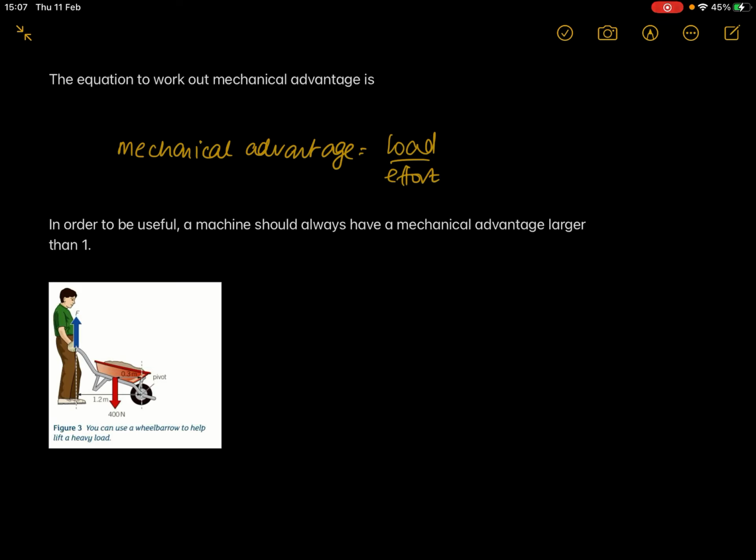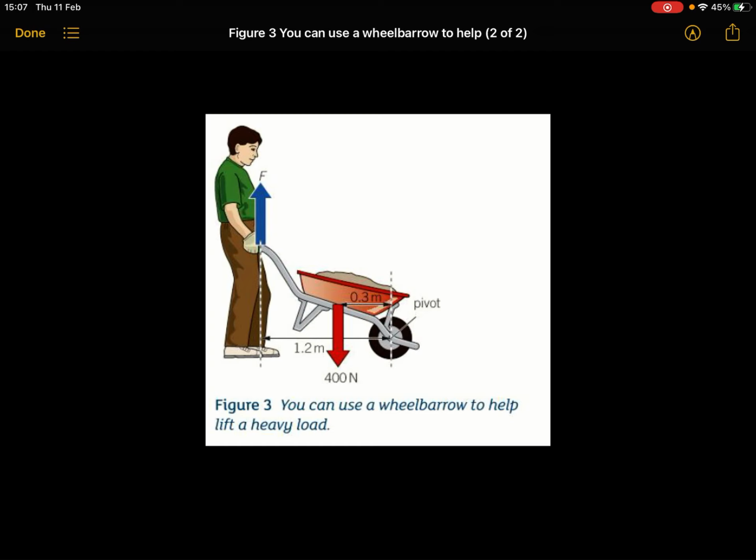Generally that is forces, so load force divided by effort force. It is just a ratio. In order to be useful, a machine should always have mechanical advantage larger than 1. If the mechanical advantage was smaller than 1, that means you're putting in more effort than you are being able to lift your load.